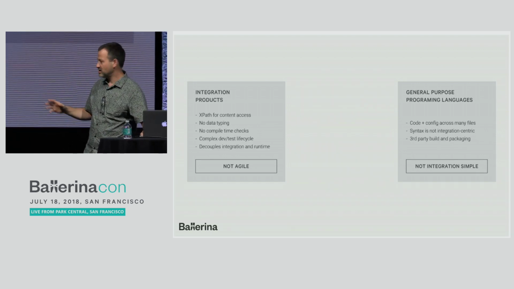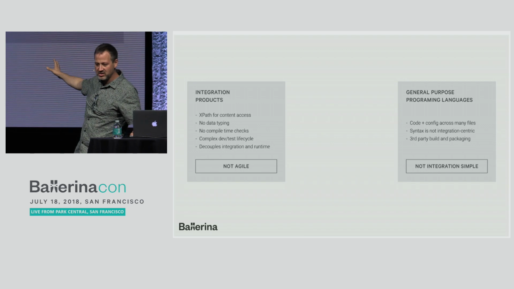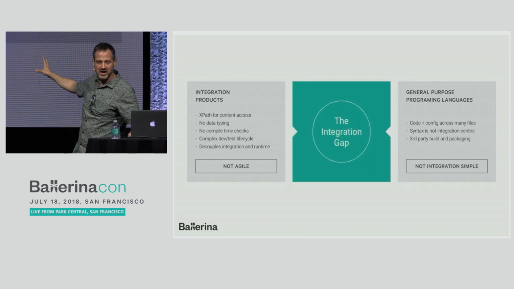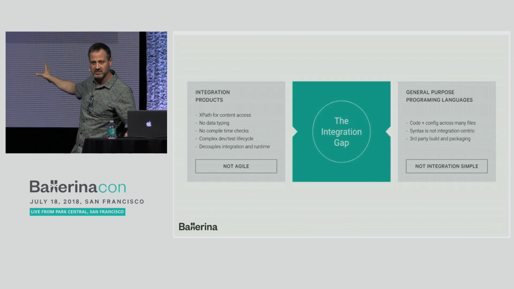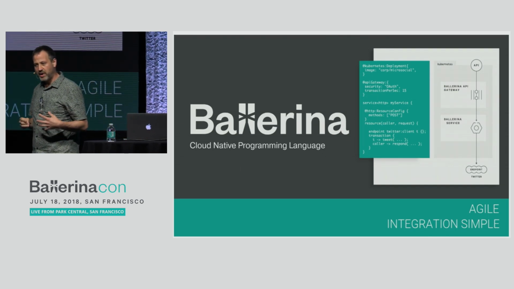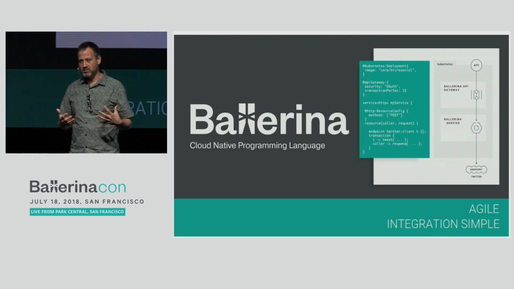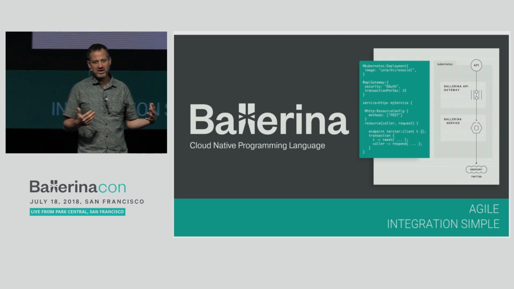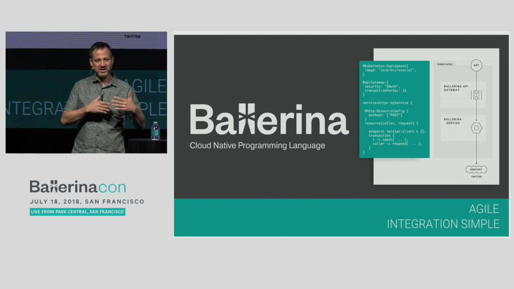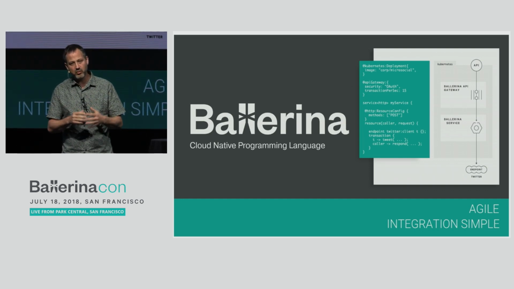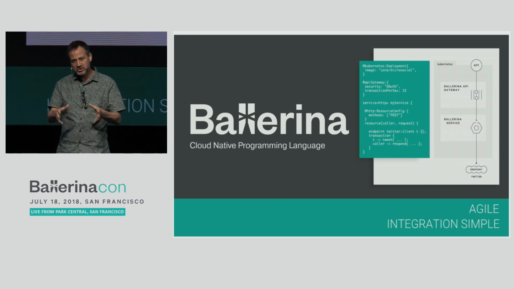I can go into the details, but I don't really need to. We think this is a real problem that needs solving. And Ballerina is an attempt to solve that problem. I'm not saying it's going to be the only attempt. I'm not saying it's going to be the perfect answer to this problem. But we think there's a real problem, and we're trying to solve it.